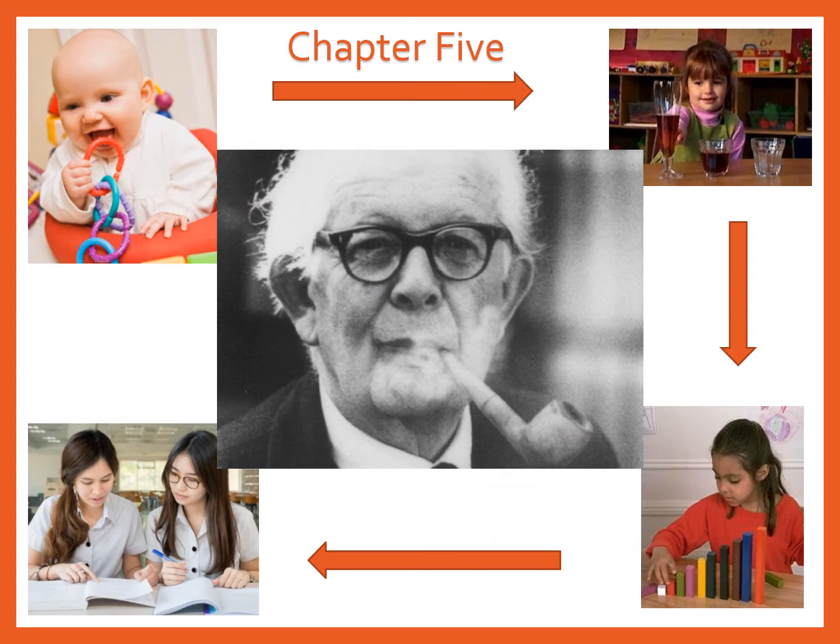As we moved into Chapter 5, we learned about how children think. Jean Piaget developed the 4 stages of cognitive development: sensorimotor, preoperational, concrete operational, and formal operational. When we understand our students' developmental capabilities, we can plan age-appropriate activities.